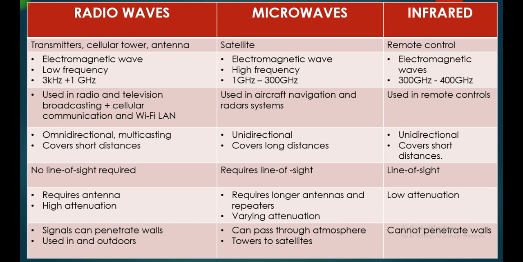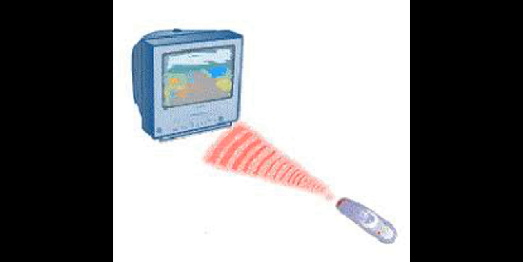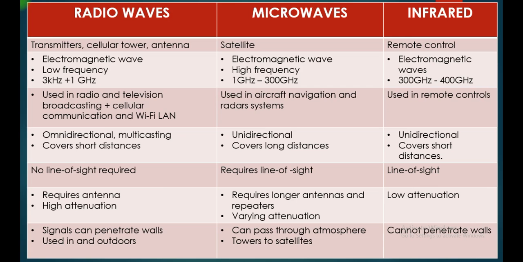The thing with infrared is that they rely on line of sight. So you have to point the remote at the device that you're using it with, whether your fan or your smart TV or whatever it is. Similarly, the microwave would require line of sight. There's low attenuation with infrared, and it cannot penetrate through walls.